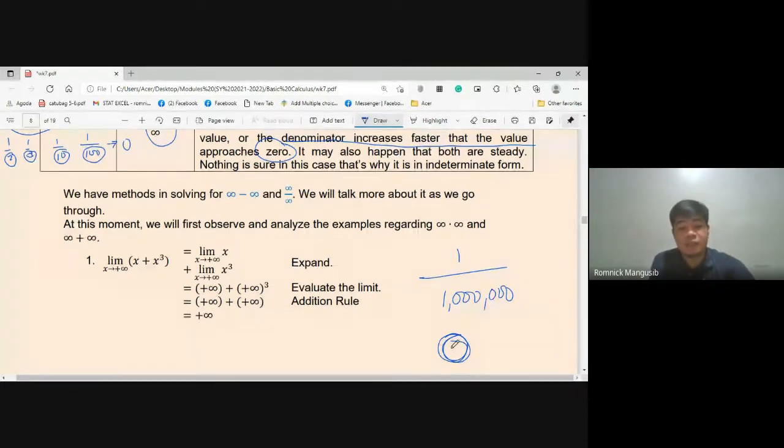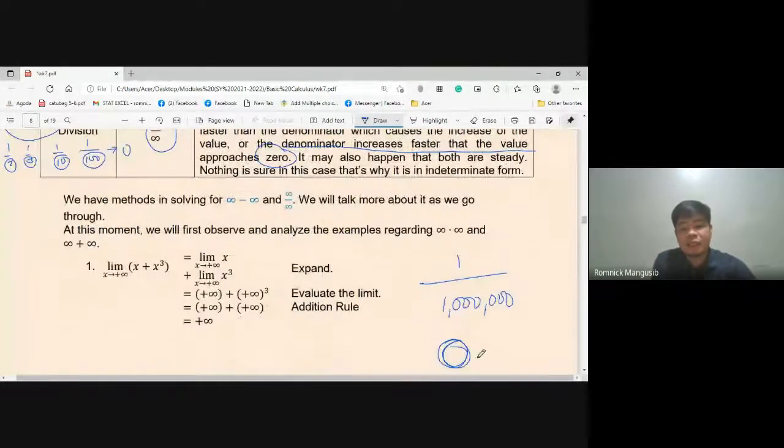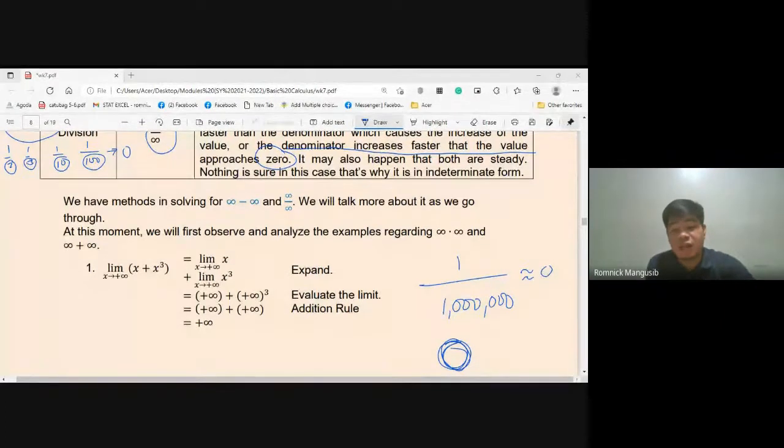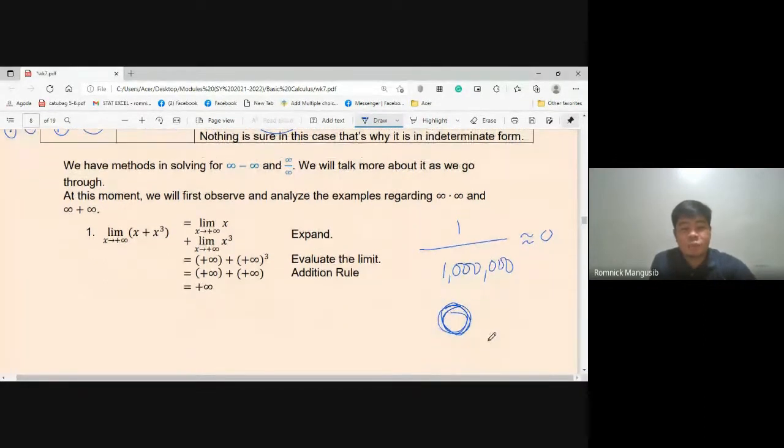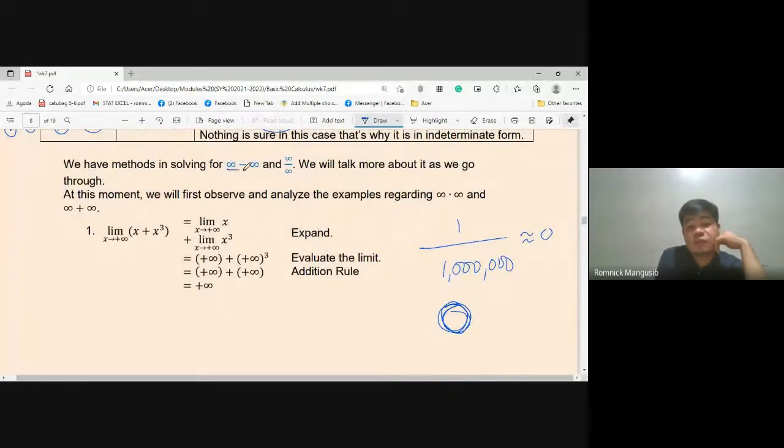Yun ang sinasabi ng limit. Nilalapitan niya lang ang 0. Kaya nga pwede mo sabihin, approximately 0. But that's not 0. Remember that in your exponential function, di ba? And negative integral exponent. Okay? Now, we have here the following. So we have methods in solving these two. The infinity minus infinity and infinity over infinity ay meron talaga tayong paraan para ma-solve sila.